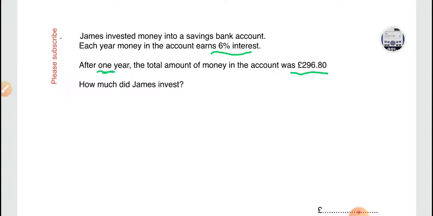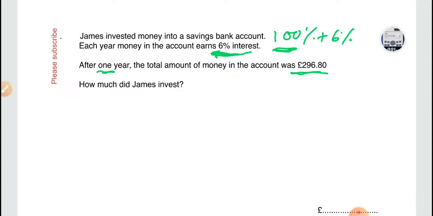After 1 year, how much money has he got? As well as the 100% that he put in at the beginning of the year, he has also earned another 6%. So we add 6%. In fact, the amount of money in his account in terms of percentage is 106%. And this 106% in terms of money is equal to £296.80.